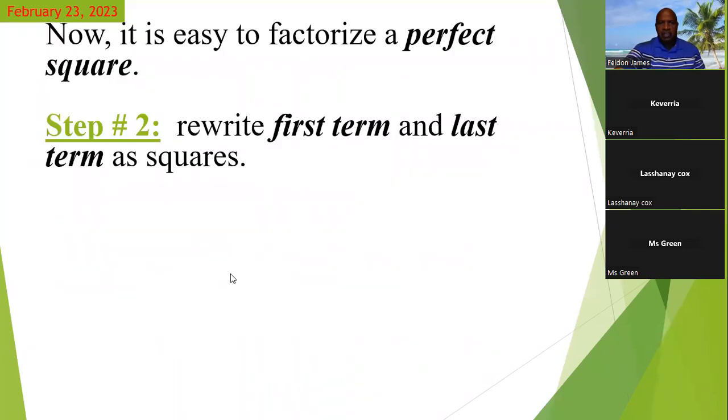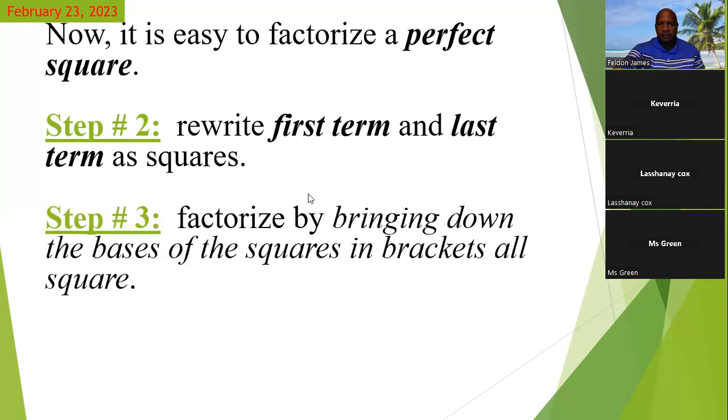Now, once it is a perfect square, if it is not written so that the first term is obviously in square form, then you may need to rewrite those terms with a number or whatever you have so that they are in square form. So the second step: we write the first term and the last term as squares, meaning we write them in square form if they are not already in any square form.